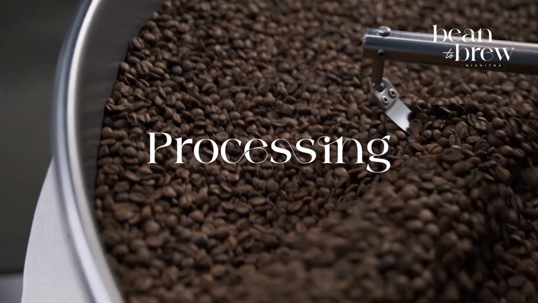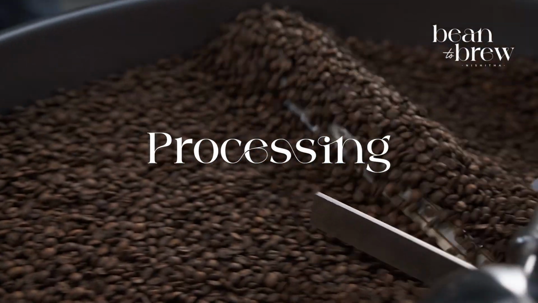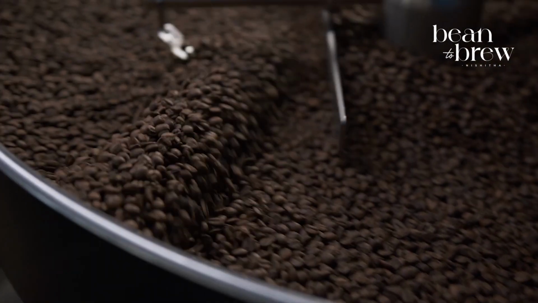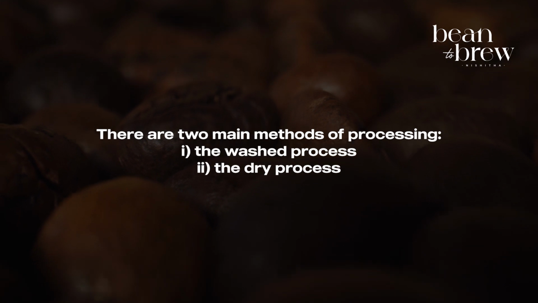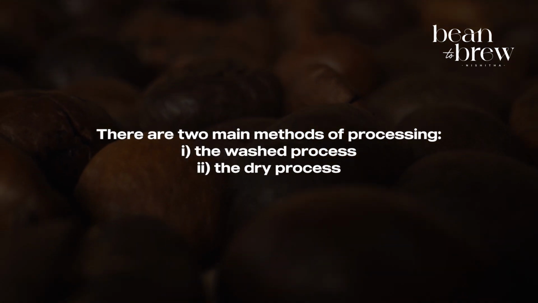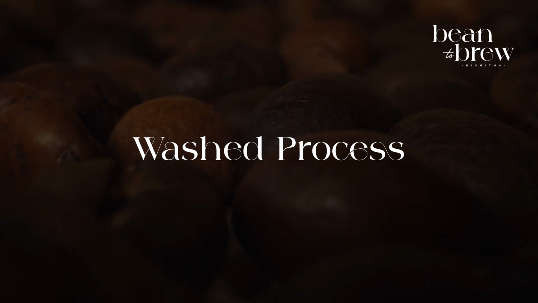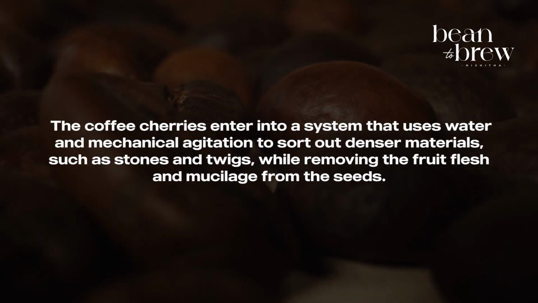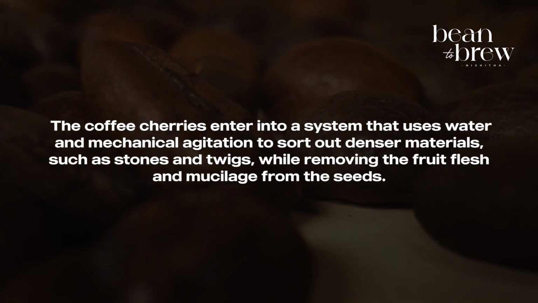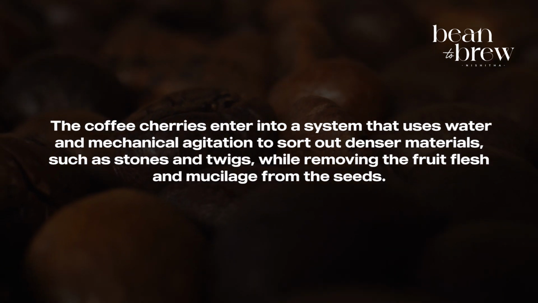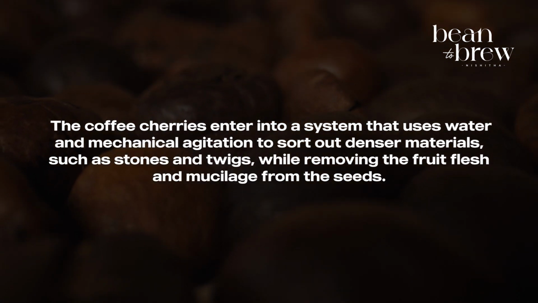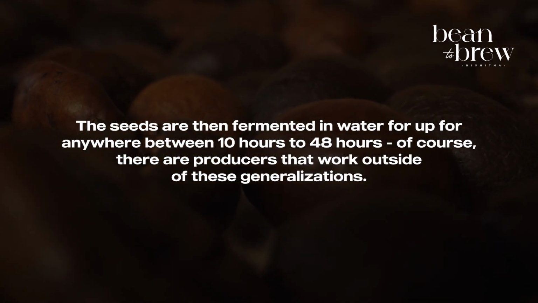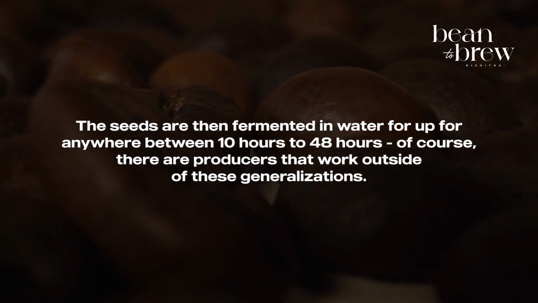After harvesting, the coffee cherries need to be processed to extract the beans. There are two main methods of processing, the washed process and the dry process. Washed coffees are processed with the use of water from the very start. The coffee cherries enter into a system that uses water and mechanical agitation to sort out denser materials, such as stones and twigs, while removing the fruit flesh and mucilage from the seeds. The seeds are then fermented in water for anywhere between 10 hours to 48 hours.